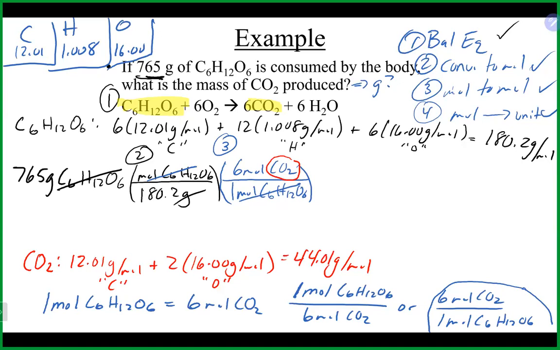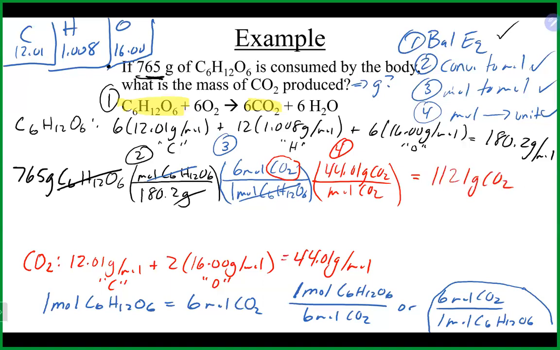In this case, we can see from our dimensional analysis setup that moles are up on top, so moles need to go on the bottom to cancel. And that's going to give us 1 mole of CO2 is 44.01 grams of CO2. That's our 4th step there. And we got 765 times 6 times 44.01 divided by 180.2. That's going to give us approximately 1121 grams of CO2.